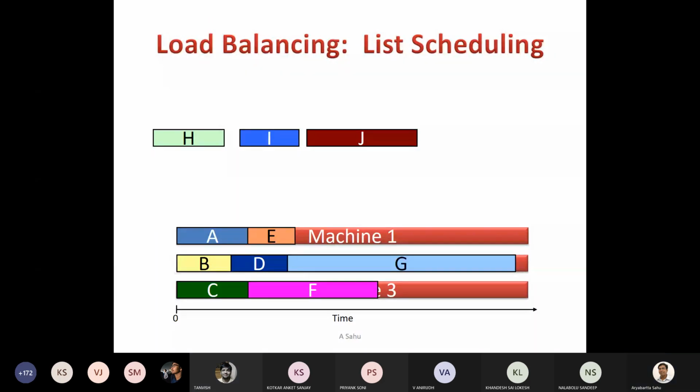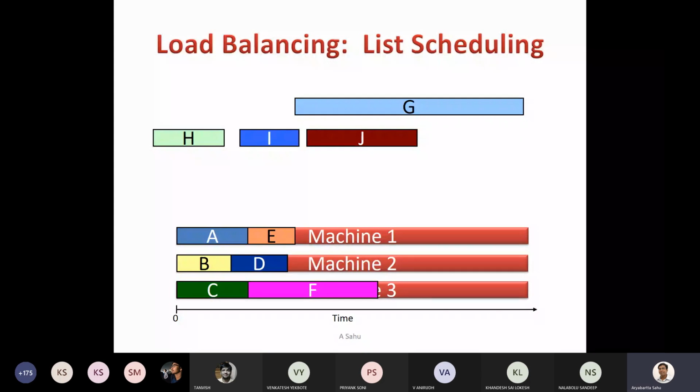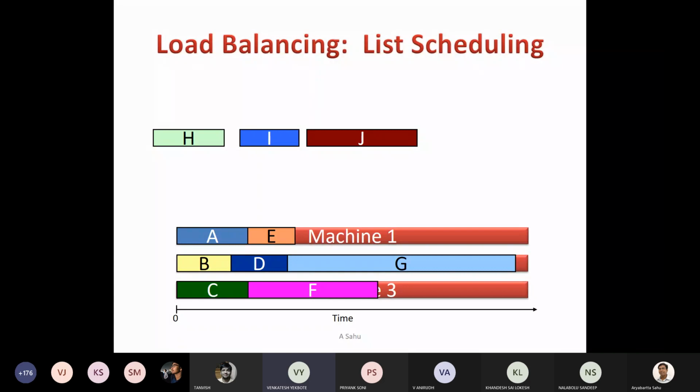Now what if all the machines are equally loaded? Initially all the machines are free and we are allocating, it's not that machines are already loaded. Let us say at some point of time, all the machines are equally loaded and we have to schedule. In that case, choose arbitrarily. That's fine.